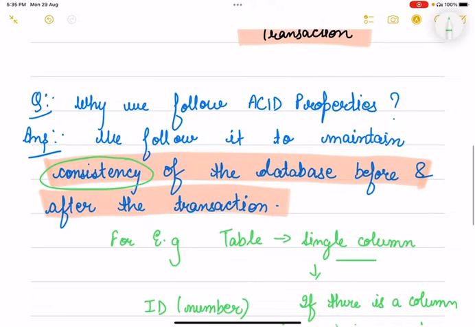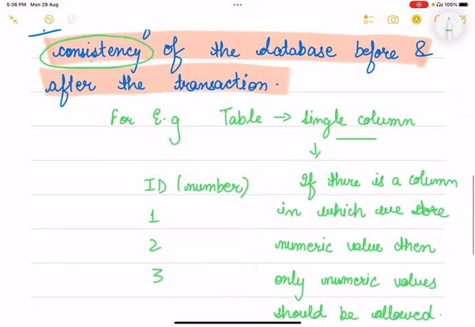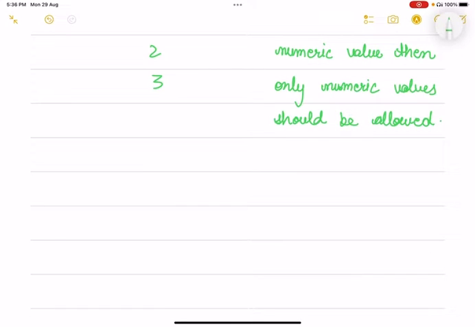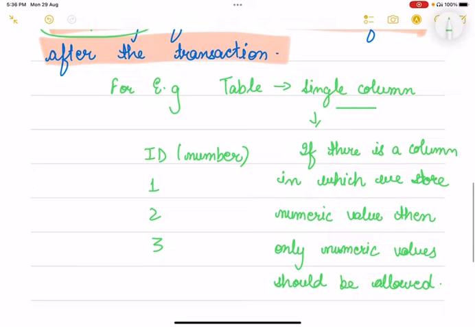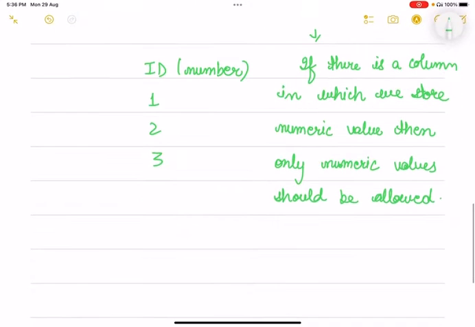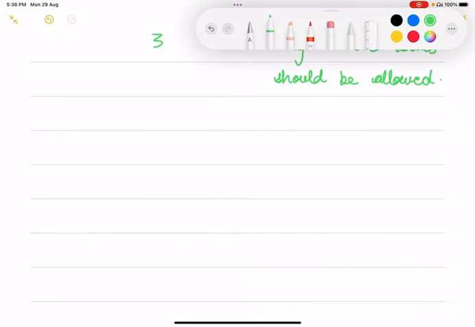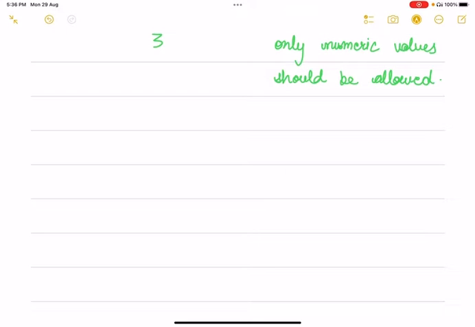So now what we are saying here is ACID properties are used to maintain the consistency of the database before and after the transaction. Consistency and integrity of the database have to be maintained. That's why we use ACID properties. When I explain the ACID properties in more detail, you will get more familiar with the terms consistency and integrity. So let's start our ACID properties.